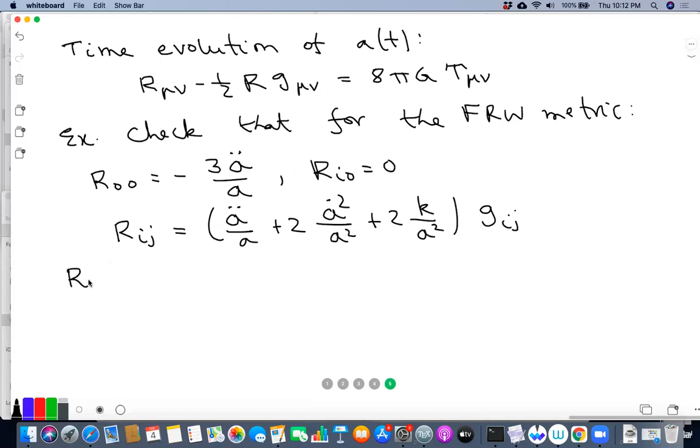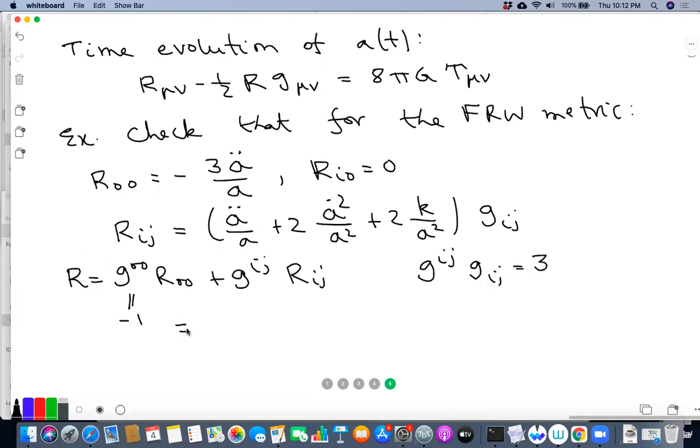So this tells us that R, which is g^00 R_00 plus g^ij R_ij. So g^00 of course is minus 1. And here g^ij R_ij will involve a contraction of g^ij g_ij. That's 3, because i, j runs from 1 to 3. Using that, one can easily verify that this is given by 6 times (ä/a + ȧ²/a² + K/a²).